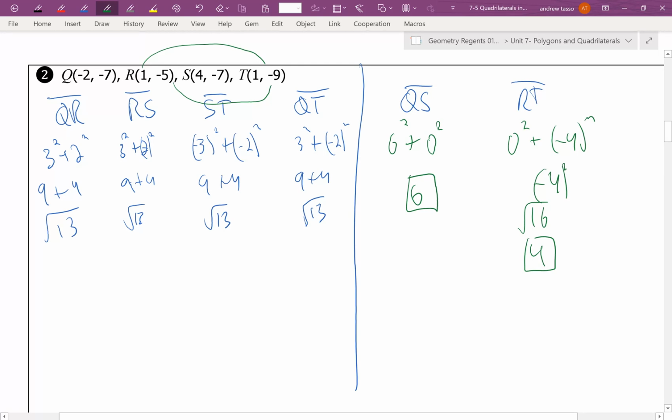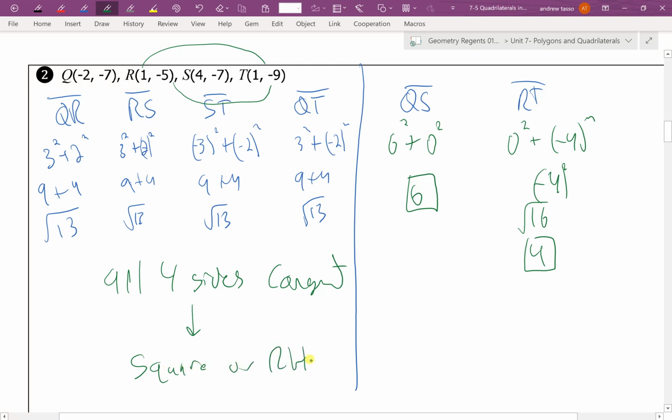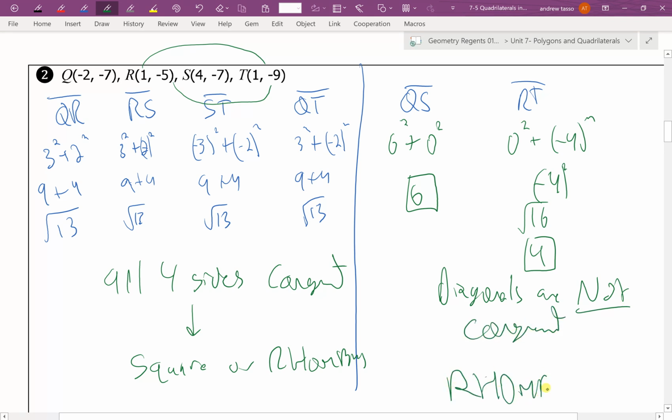Okay? So what we're seeing here is that all 4 sides are congruent. So that puts us in the category of either a square or a rhombus. Now we're seeing that the diagonals are not congruent. So then we must conclude that we are talking about a rhombus.